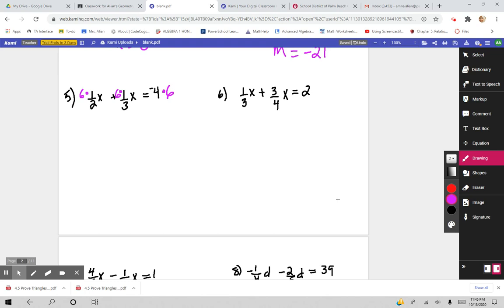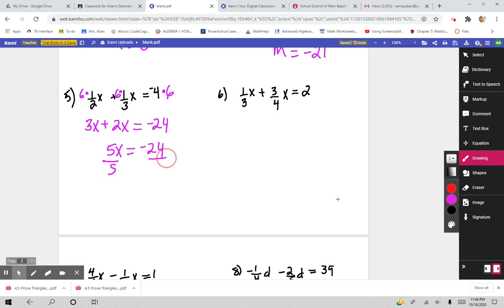Okay, so now you have 6 times 1 is 6 divided by 2. That's 3x. Plus 6 times 1 is 6 divided by 3. That's 2x. And negative 4 times 6 is negative 24. 3x plus 2x, we can combine those because these are like terms. So that's 5x equals negative 24.